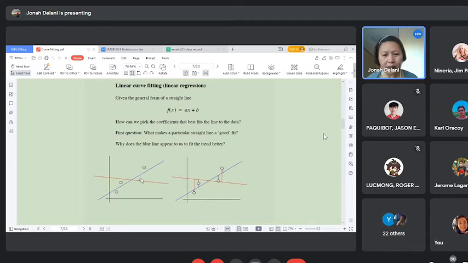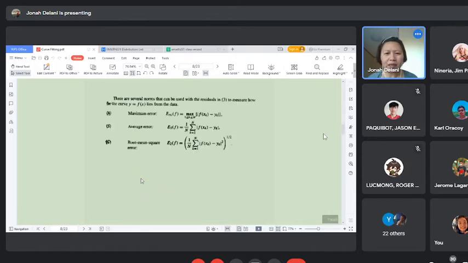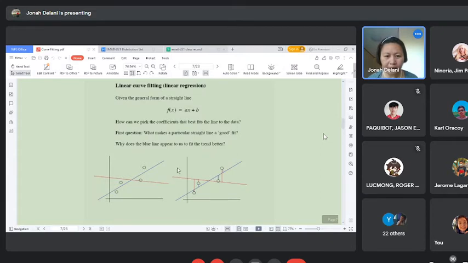So we can say that the blue line is a good fit because the distances of the points are nearer the blue line. Kay ko katunong jud siya. Ing ani nga line akong gusto. Right? So there are several forms, several norms that will be used to measure the residuals. Ang residual ani is this difference, kaning diferensya niya, kaning line.